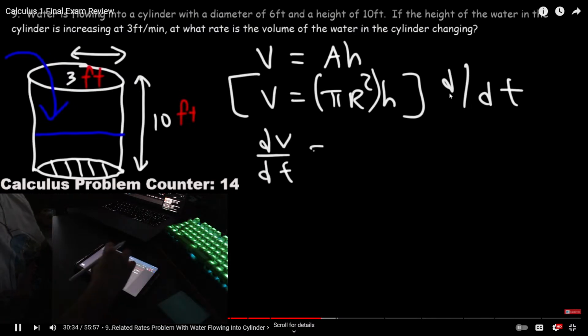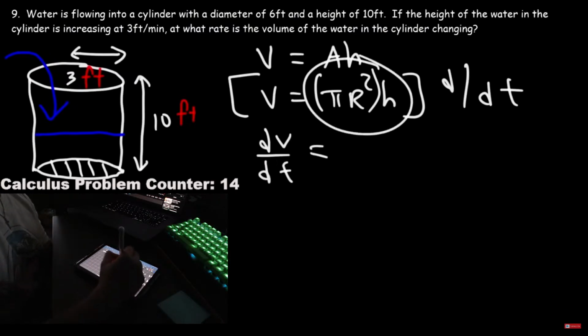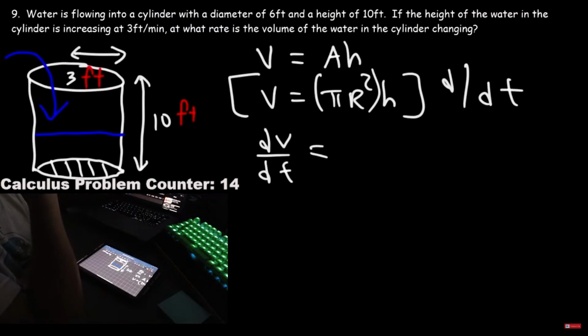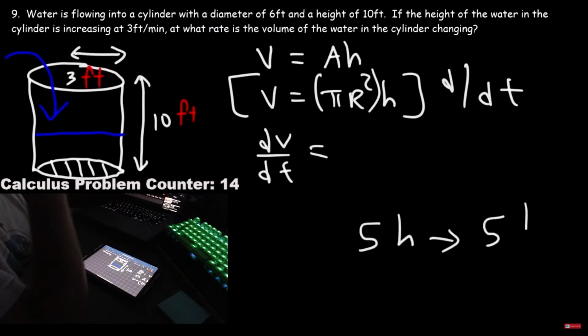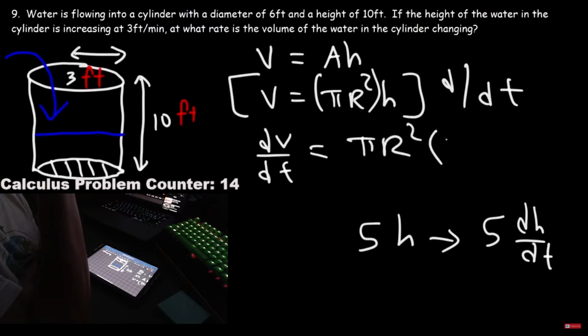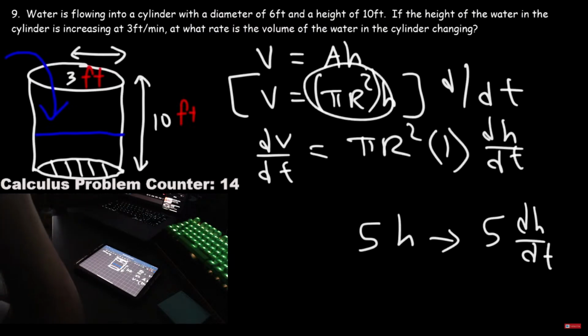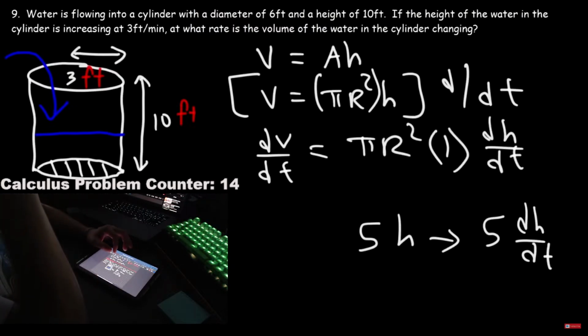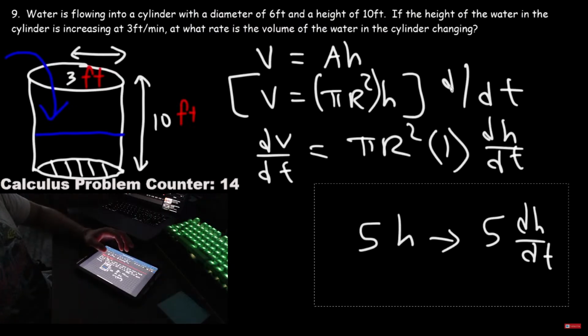Now, what is the derivative of pi r squared times h with respect to time? If we were to differentiate 5h, it would simply be 5 times dh/dt. The derivative of pi r squared times h will thus be pi r squared, and the derivative of h is 1, and then times dh/dt. So this is a constant like 5, so we just need to rewrite it. Now we have everything that we need.